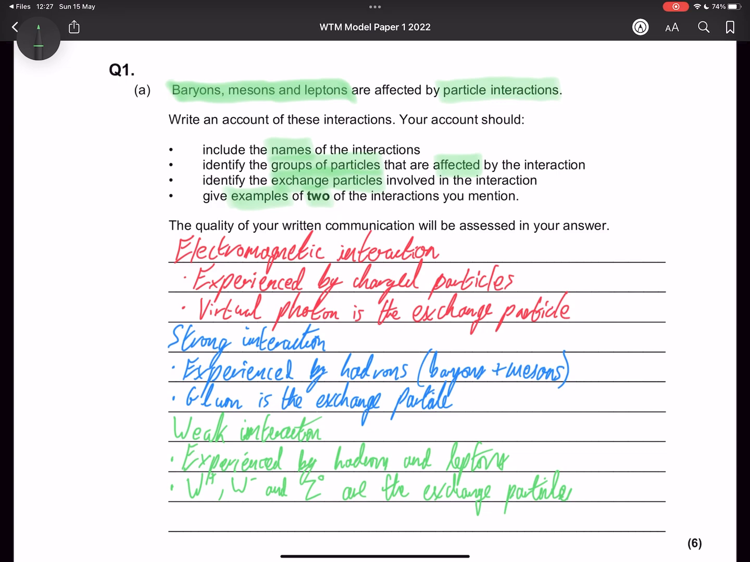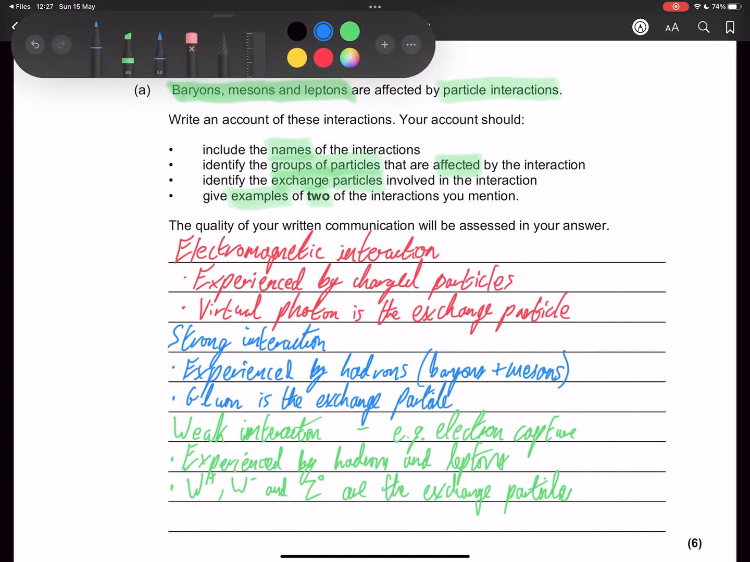Now, as I've said, there are many examples you can give, and this is particularly true for the weak interaction. So, for the weak interaction, essentially any of the decays that you may have encountered throughout A-level could be used. But I always find the easiest one to use, so that you don't forget about it, is electron capture. Beta plus and beta minus have been used so frequently that electron capture is the one that's more likely to catch you off guard.